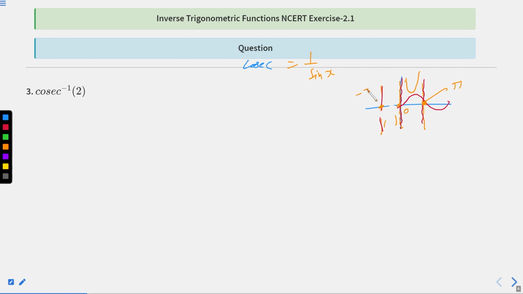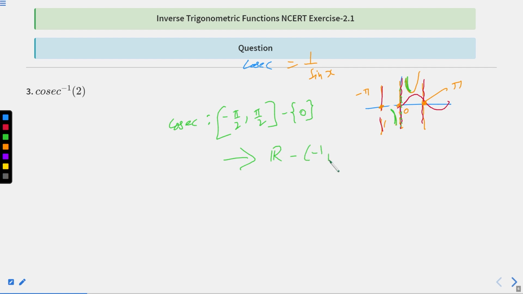So the cosec is from where to where? If you recall, cosec is from where to where? From this to this. This means minus pi by 2 to pi by 2 closed interval, but except 0. We exclude 0 because this cosec function is not defined there. To where, if you recall? All real numbers except the open interval minus 1 to 1.